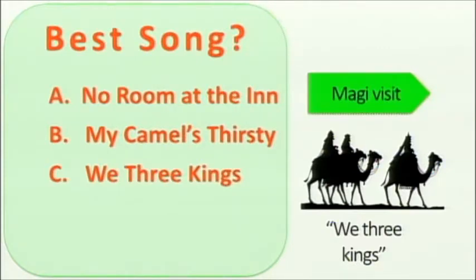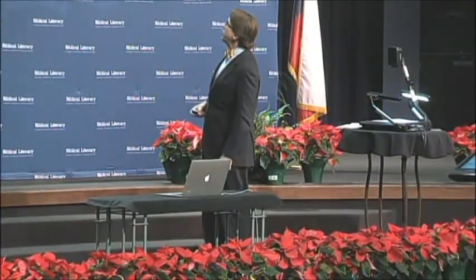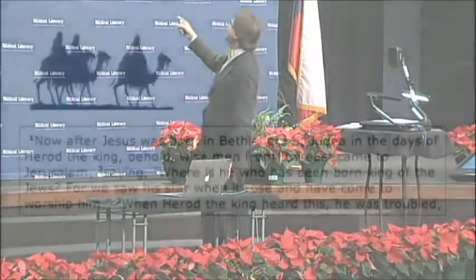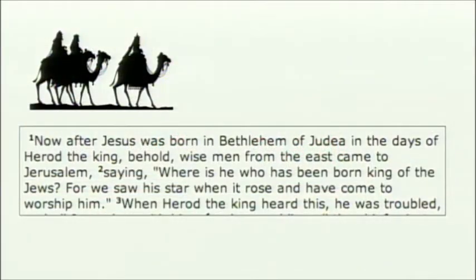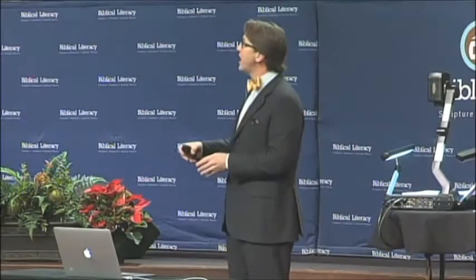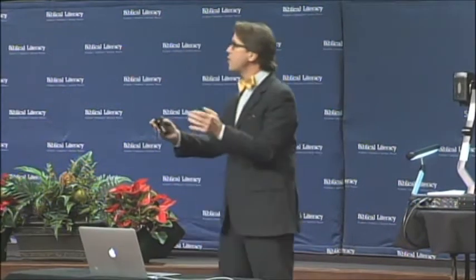Now here's the key. If you're reading that song, you read in Matthew, after Jesus was born in Bethlehem in Judea, in the days of Herod the king, behold, wise men from the east came to Jerusalem. Where does it say there were three of them? And where does it say they were kings? It doesn't. Now you might be thinking, well, we know there were three because they brought gold, frankincense, and myrrh.